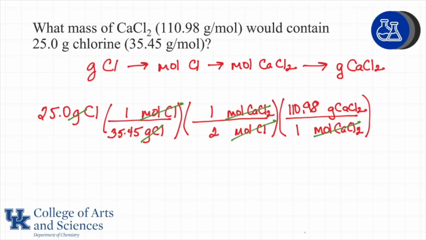Notice we weren't talking about molecules or atoms, so I did not need to use Avogadro's number here. We only use Avogadro's number when we're dealing with molecules and atoms. We use molar mass to get between grams and moles. And what we find is we get 39.1 grams of CaCl2. Again, I have grams for the mass as well as the substance CaCl2.